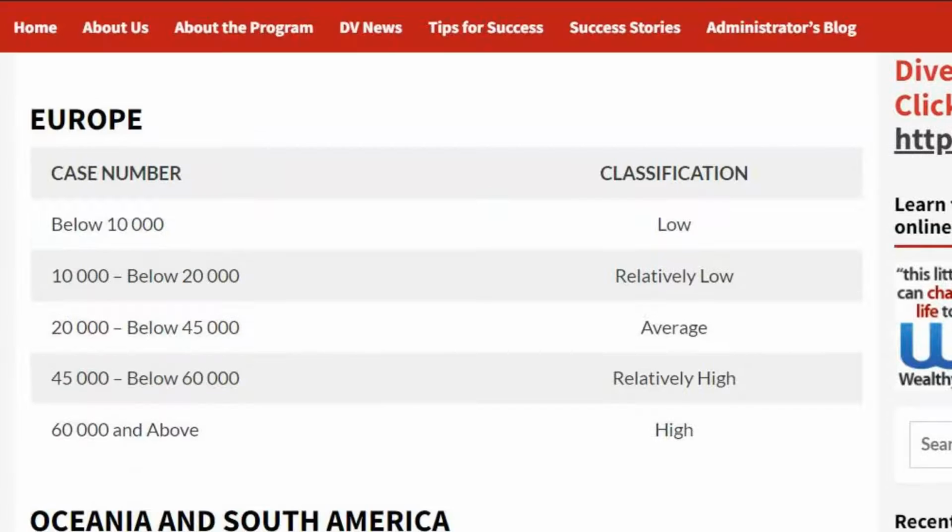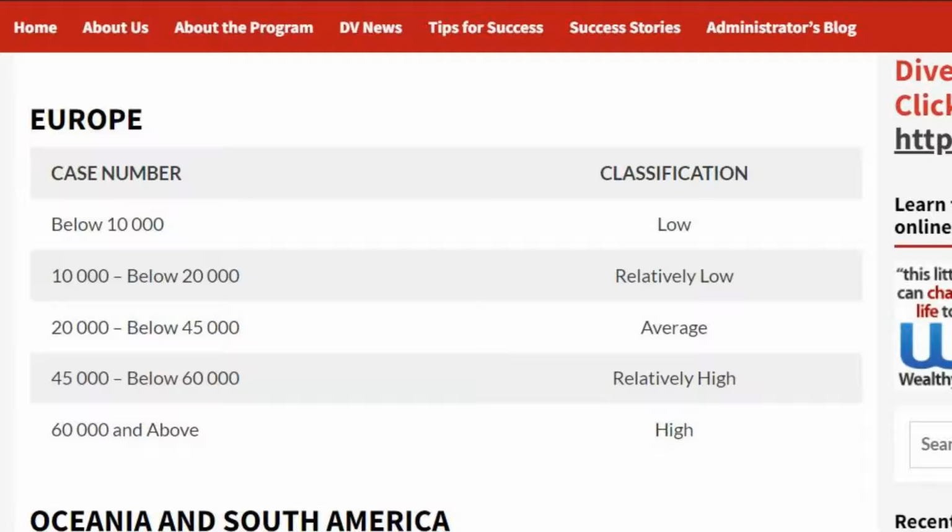Next is the Europe region, where a case number below 10,000 can be considered as a low case number. In case the case number is anywhere from 10,000 to below 20,000, it can be considered as a relatively low case number. From 20,000 to below 45,000 can be considered as an average case number. From 45,000 to below 60,000 can be considered as a relatively high case number, and from 60,000 and above can be considered as a high case number in the Europe region when it comes to the DV 2024 program.